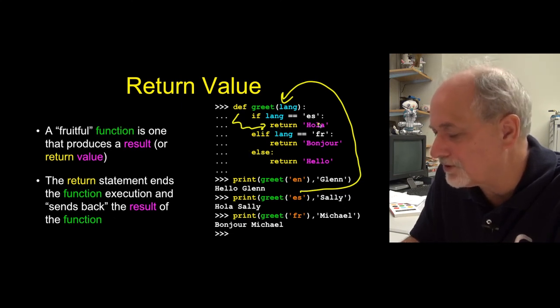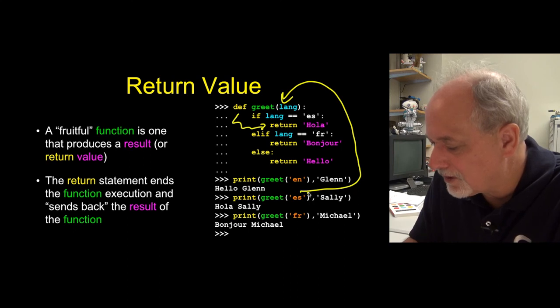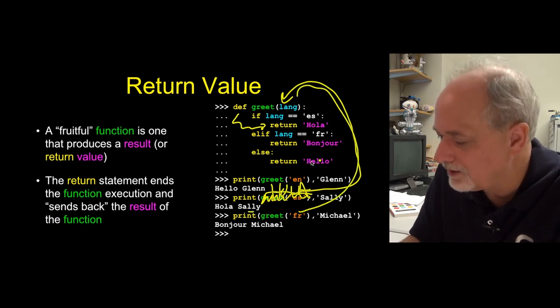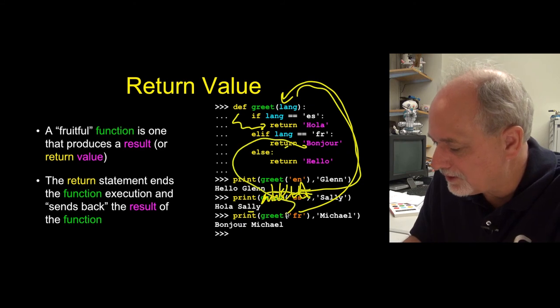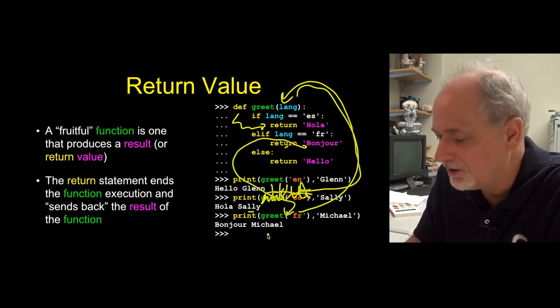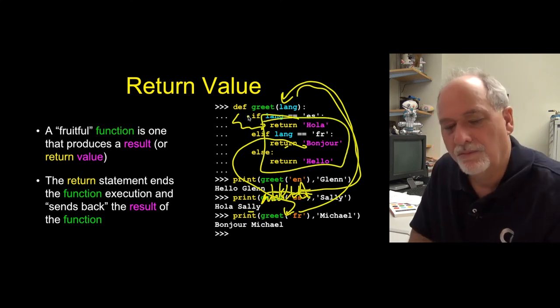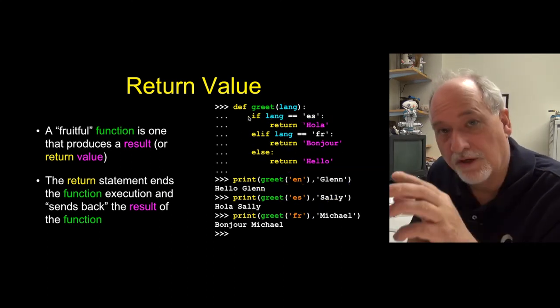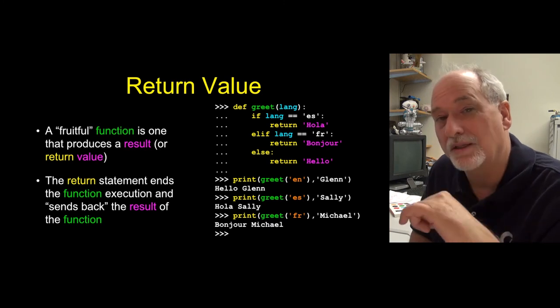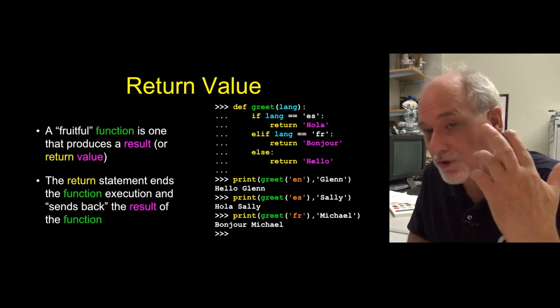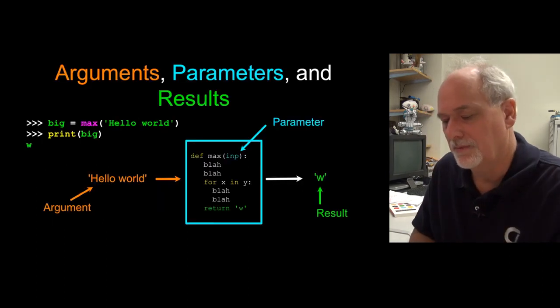As soon as this return runs, that says that this bit right here is now hola. So hola Sally. And the same with French. Goes in, runs again, out comes the return statement, and then bonjour Michael. So you see how we can control, as we're writing the function, what residual value we want to see in whatever expression is calling us. Sometimes we have returns and sometimes we don't have returns.